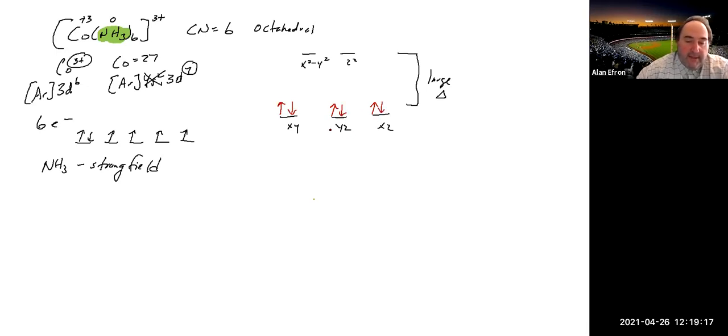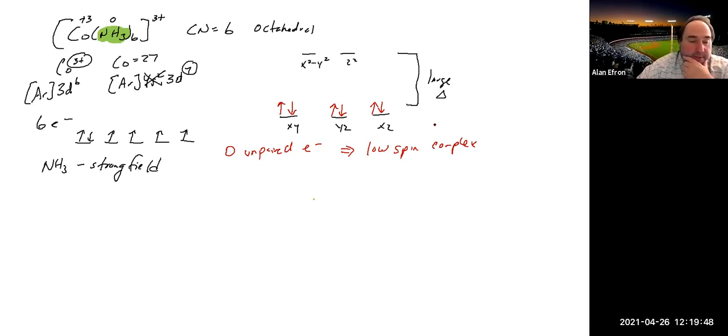At this point, I think I just hit all 6 there, if I'm not mistaken, right? 1, 2, 3, 4, 5, and 6. Any questions on that? That would obviously mean we have 0 unpaired electrons. This definitely would be what is considered a low spin complex. Any questions on that there?